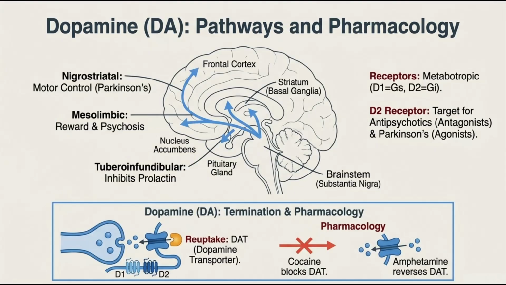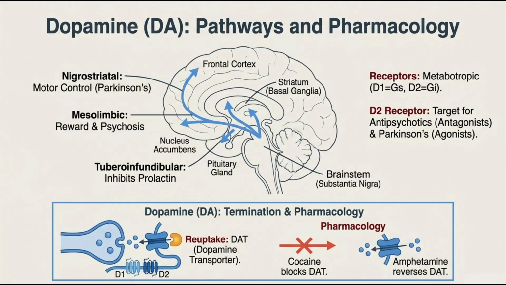This is the celebrity neurotransmitter. It gets all the press. And the slide shows 3 key pathways in the brain that we need to know. Understanding these 3 pathways is the absolute key to understanding both psychiatry and the side effects of neurologic drugs.